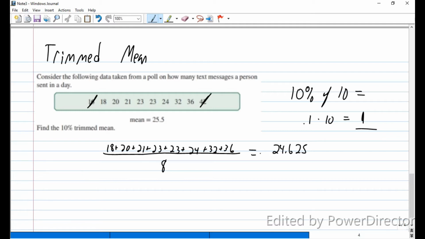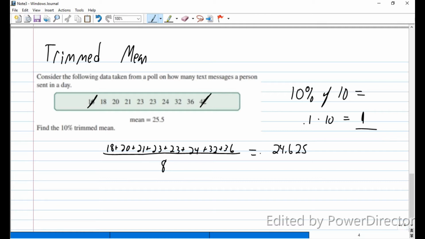Again, why find a trim mean? Because the mean is not very resistant, finding a trim mean can get rid of those outliers. Okay. So the trim mean is a resistant measure.